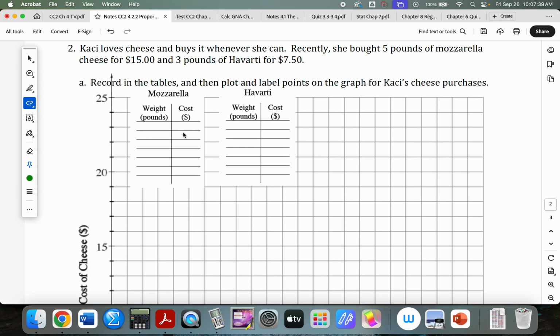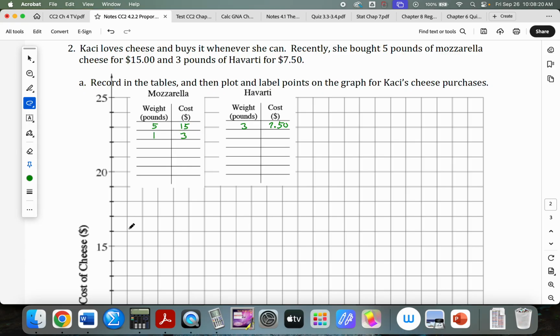So let's see. For mozzarella, she bought 5 pounds. And that cost her $15. And for Havarti, 3 pounds cost her $7.50. What's probably the best thing to do right now before we go any further with those? Yes. Divide the cost by the weight in pounds to see how much it costs per pound. Okay. So 1 pound, dividing 15 by 5 is 3.